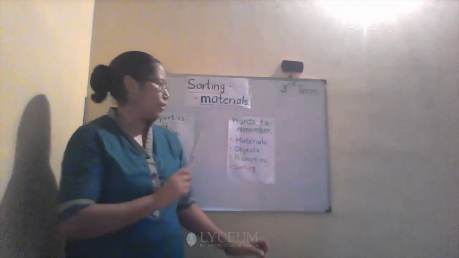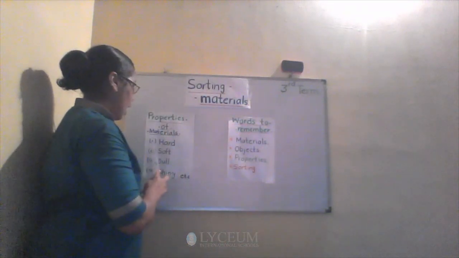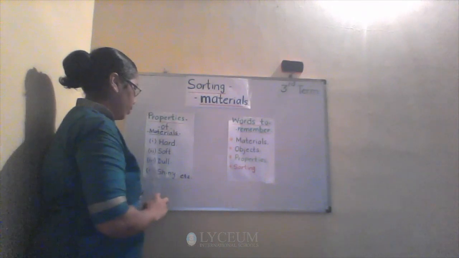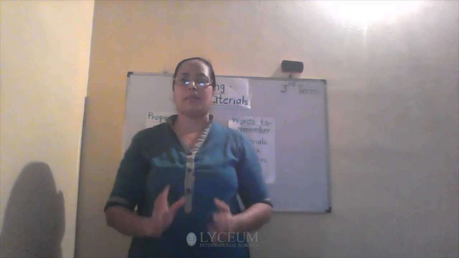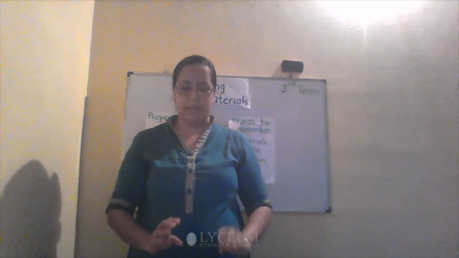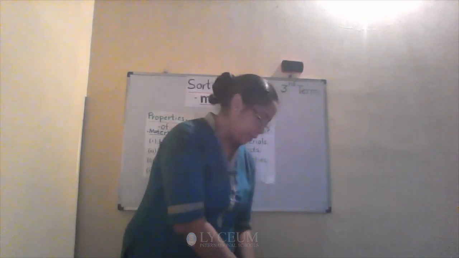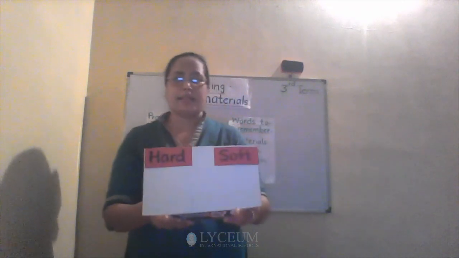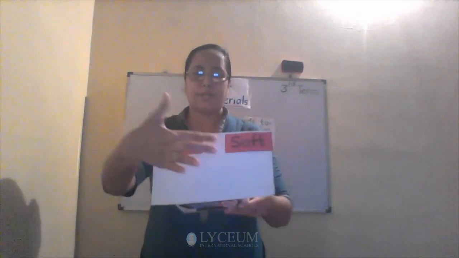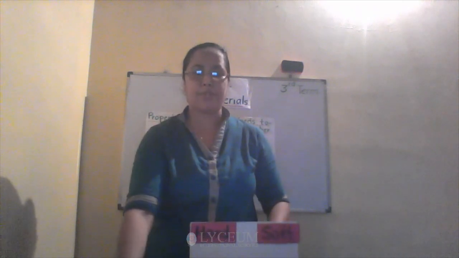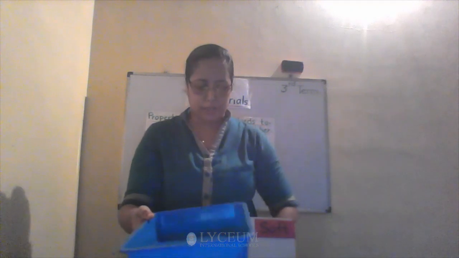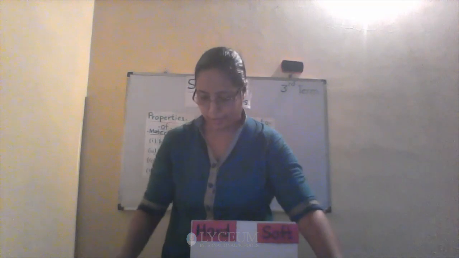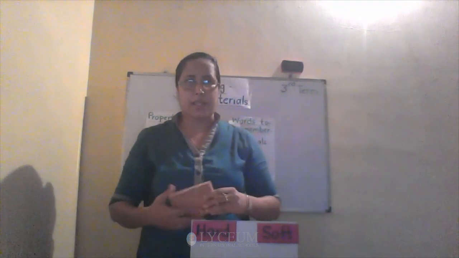Today we are going to consider only these properties: hard, soft, dull and shiny. All of us know lots of other different properties, but we are going to consider only those. Now to sort them, I have made some cards like this. That's hard and soft. And I have two trays for those. I'm going to place all the hard objects in the blue tray, and soft objects in this red tray. Now let us sort these objects quickly.